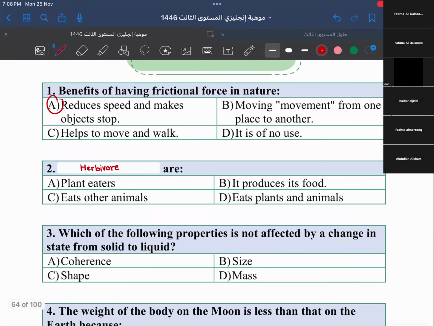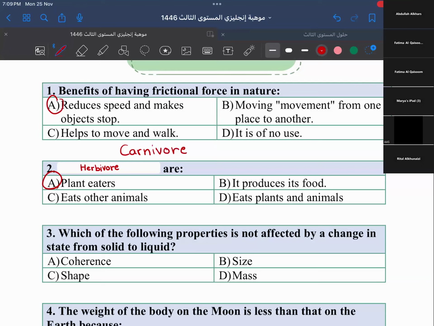Question 2. Herbivores are... Anyone knows what herbivores are? It is A. Mumtaz Maria. Herbivores are plant eaters. Excellent. So herbivores are the ones that only eat plants. And what are the animals that only eat meat called? Anyone, open your mic. Carnivore. Carnivore, exactly.